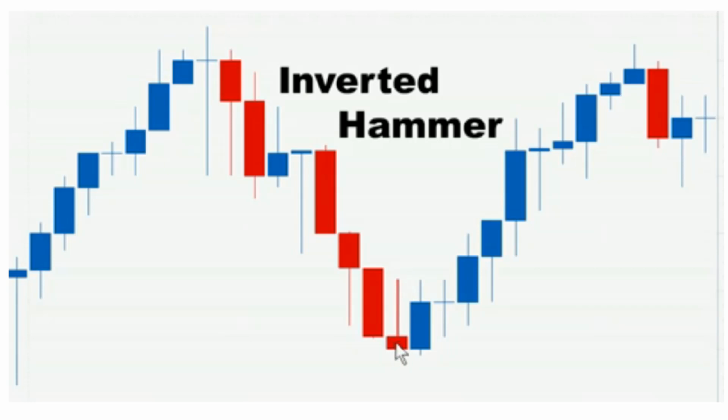The color of the body is not important. However, a blue bullish body is slightly more bullish than a red bearish body. There should be no lower shadow or a very small lower shadow, and the candle following the inverted hammer should be strongly bullish to confirm the reversal. Also, the longer the upper shadow, the higher the potential for a reversal to occur.